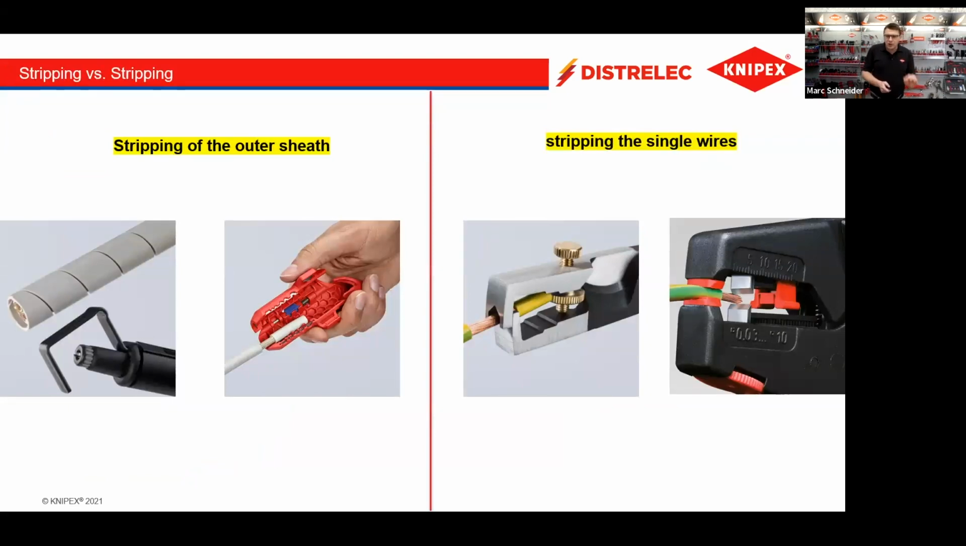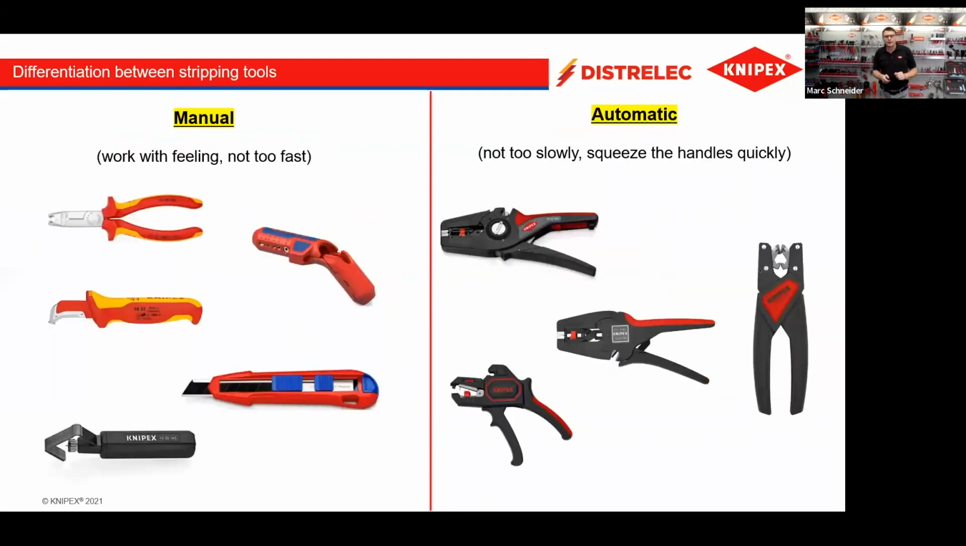There are two working steps in the stripping process. First is stripping the outer sheet, so removing the outer insulation, and second is stripping the single wires. This is, of course, important for choosing the right stripping tool. For many cables, you need at least two tools, or sometimes also three tools. Then we make a difference between manual stripping tools and automatic stripping tools. With manual tools, you always have to work with feeling and not too fast. With automatic wire strippers, you should always squeeze the handles quickly so that the mechanism can grip.